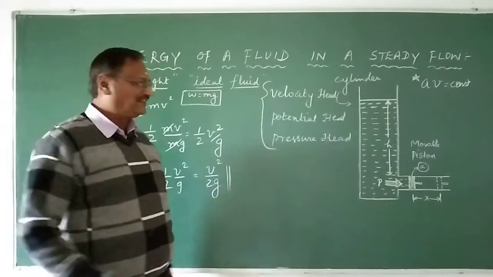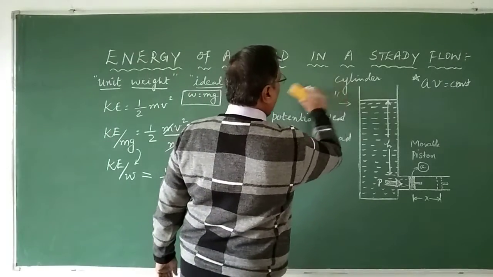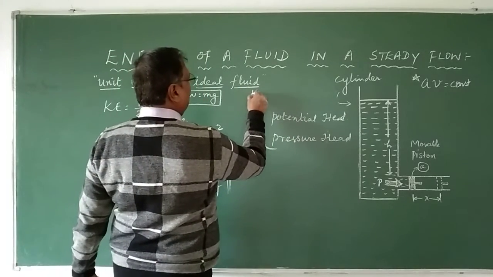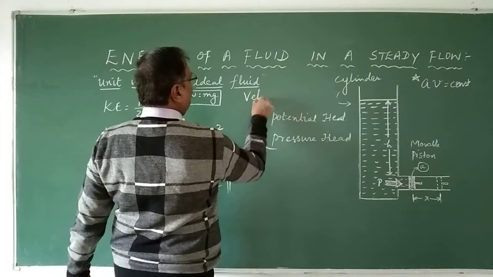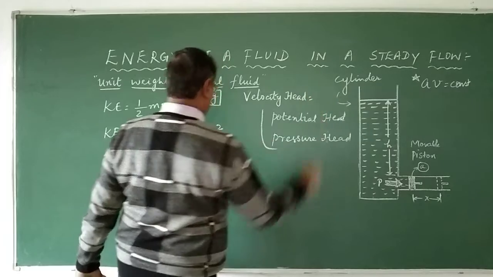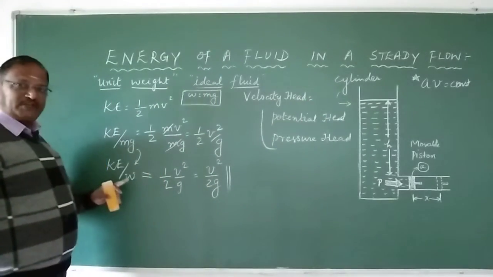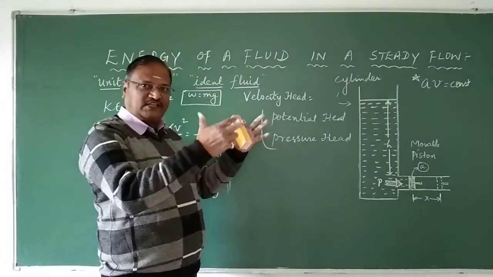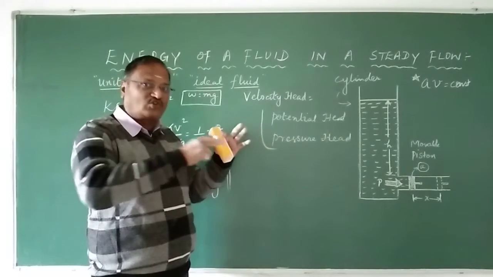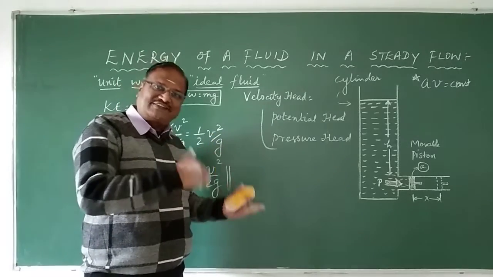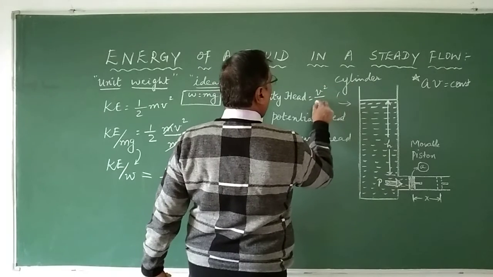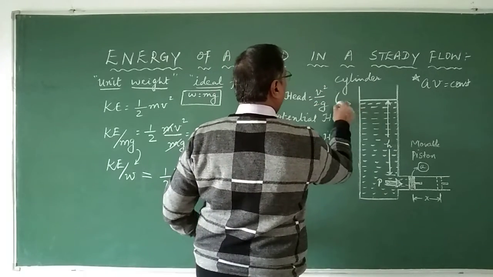You will use it in numericals. Kinetic energy head, or velocity head. Okay, what is velocity head? That is kinetic energy per unit weight. That means it depends on the weight of the liquid, not on the volume. You know, volume is only space occupied. Weight is mass into gravity, right? So velocity head is v square upon 2g, right? This is one thing.